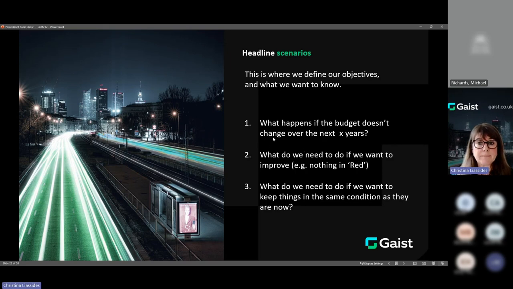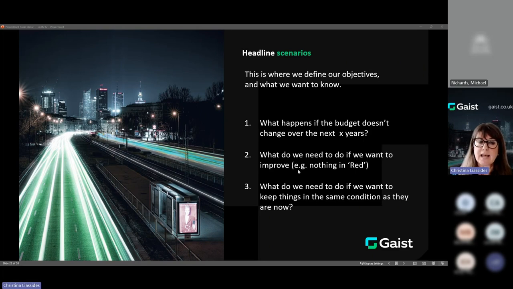It can also be what happens if the budget does change? What happens if I get X more? What happens if I get less? All of those are important questions. Another one, which could be a very useful bit of information to take to members, is: if we wanted to improve our network, what do we need to do? If we don't want anything to ever go into really poor condition, what is it that we need to do?